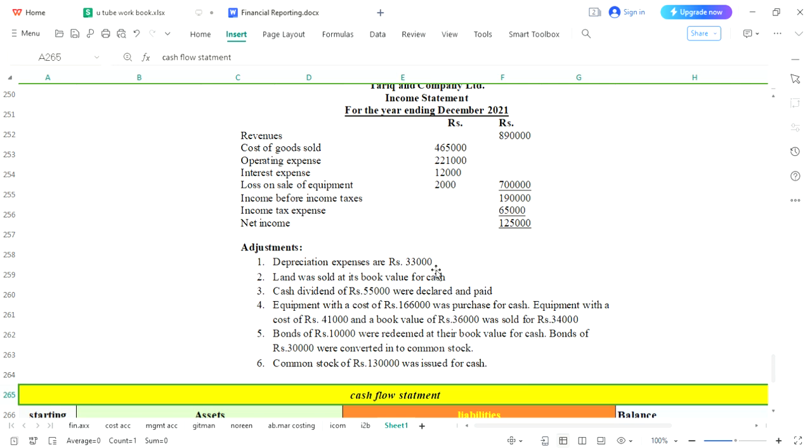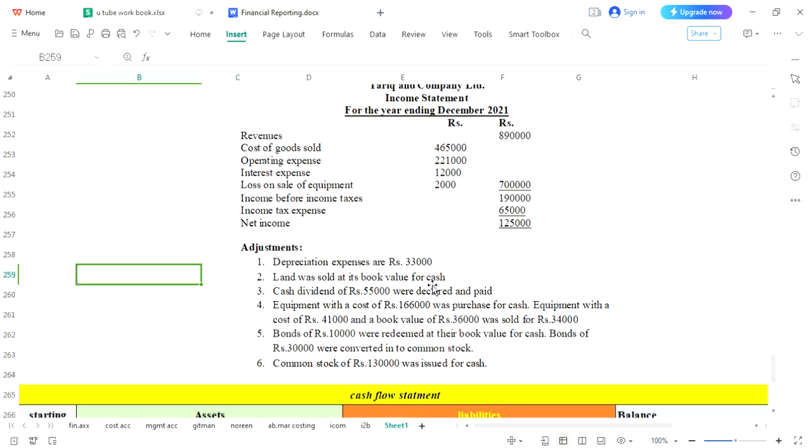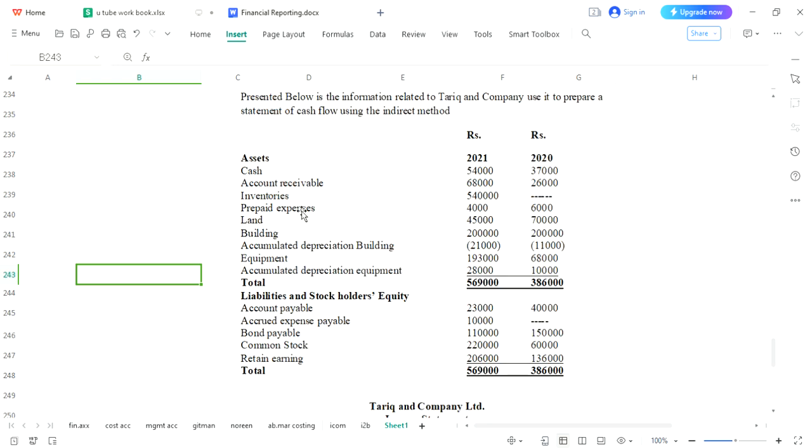Depreciation, non-cash expense added. So here you will add 33,000 because it's your non-cash expense. Then we have land was sold for its book value for cash. We will see what is happening. Here you have the land. Book value was 70 while you have closing value 45. What does it show? That you have sold your asset for more than the current value. Look, old value was 70, current value was 45, but you have sold it at book value, that means 70,000.